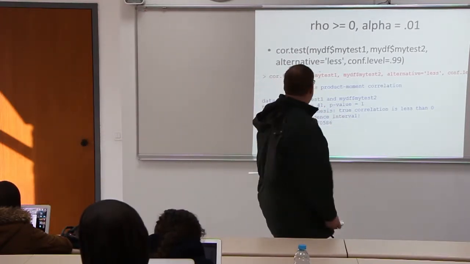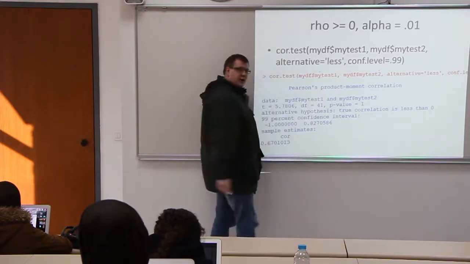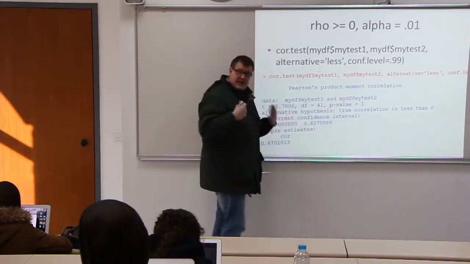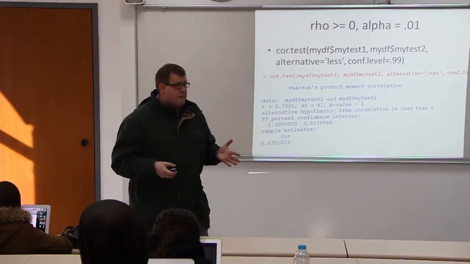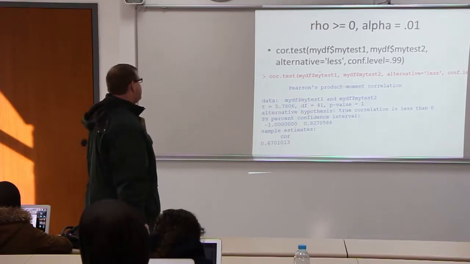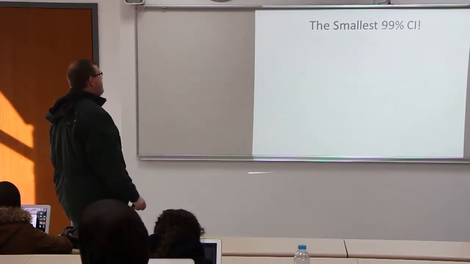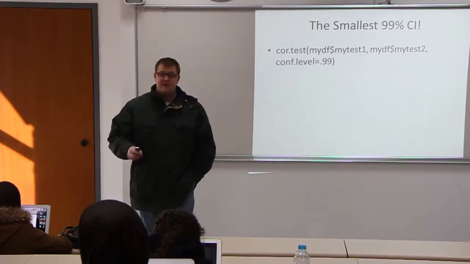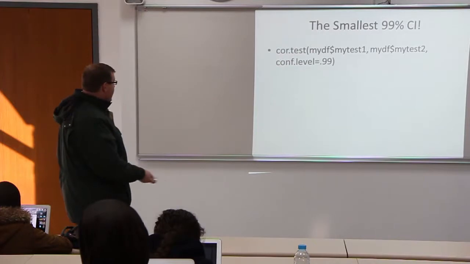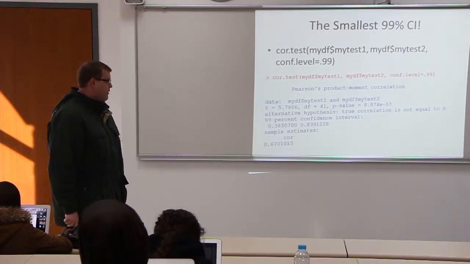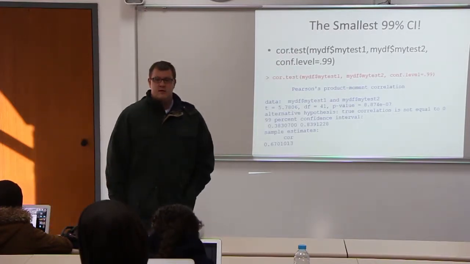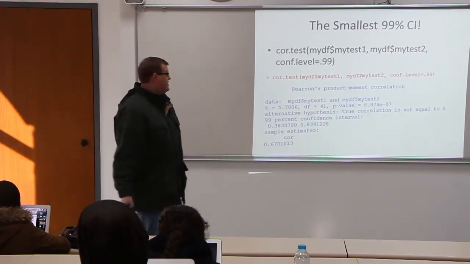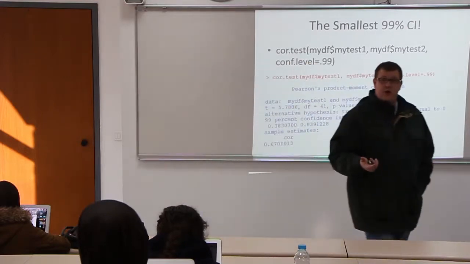Yeah, if we wanted the smallest confidence interval, we got rid of this alternative, right? Which didn't give us the right values for our t-tests. But they did give us the smallest confidence interval around that. So if we wanted the smallest 99% confidence interval, just get rid of that alternative, or specify alternative equals two.sided, and you should get this. Right? And now you have the smallest confidence interval around the observed correlation.